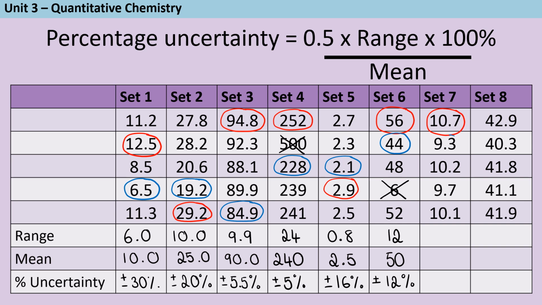And then in set 7, 10.7, take away 9.3, it's going to give me a range of 1.4. The mean is going to be 10, and then that gives me a percentage uncertainty of plus or minus 7%. And then in our last data set, we're going to have a range of 2.6 and a mean of 41.6, and therefore a percentage uncertainty of plus or minus 3.125%.